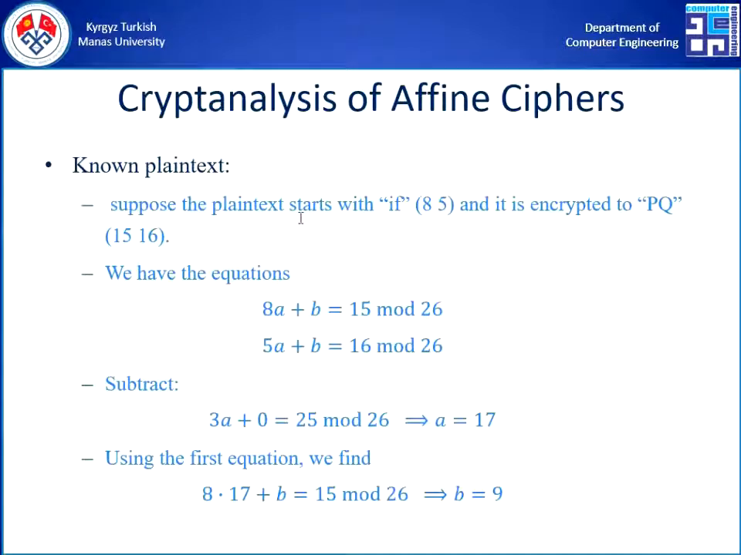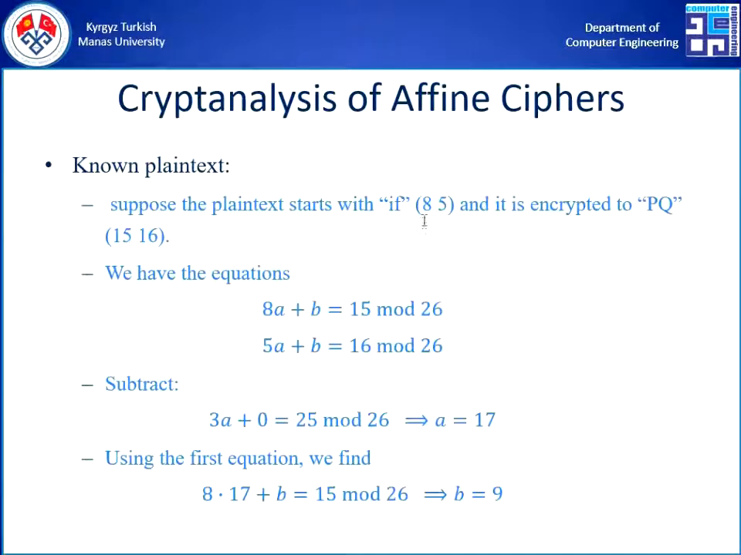That is, we know that our plain text starts with the word "if". This word is encrypted as PQ. We know that I is the ninth letter in the alphabet, and this is encoded as 8, and F is encoded as 5. The encodings for P and Q are 15 and 16 respectively.